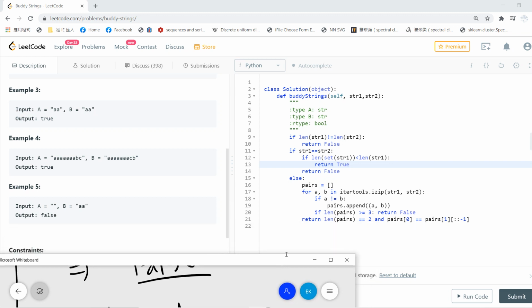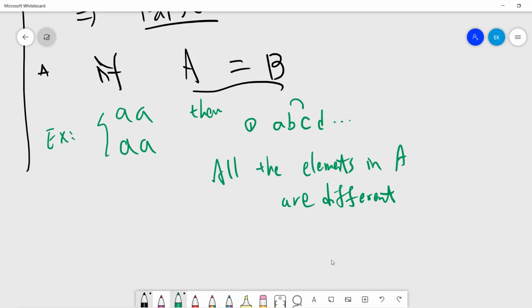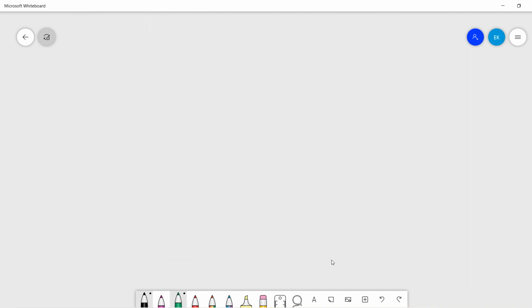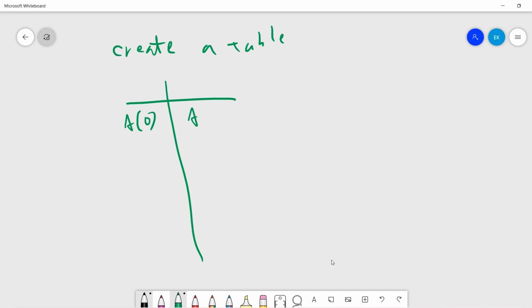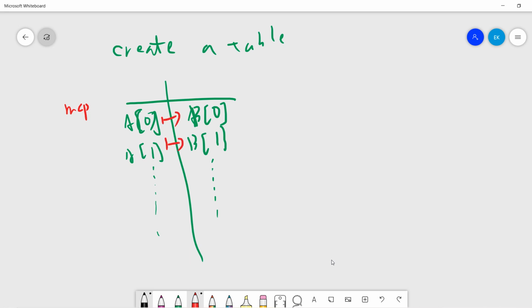And the final difficulty is, if A and B are not exactly the same and they have the same length, then how should I do it? Before seeing the code, let me tell you how to do it. We can create a map: we map A of 0 to B of 0, A of 1 to B of 1, A of 2 to B of 2, and we keep doing that.